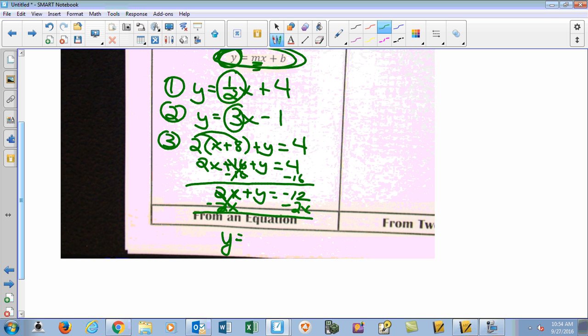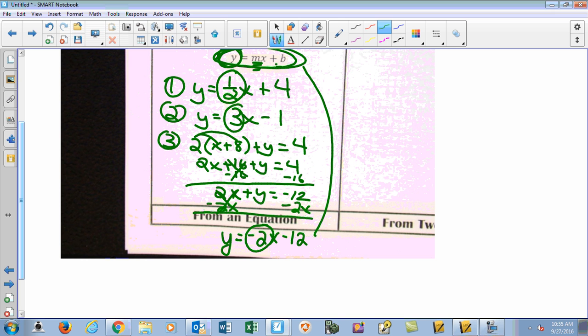Isn't that what we need for this? Right? So now, I got a minus 12 and a minus 2x. Are those like terms? No. So we're just going to write it out as that, because we can't combine them. Well, guess what? Aren't I in slope-intercept form? What's the slope? Negative 2. So sometimes we have to do a little bit of work. We have to get it in the slope-intercept form.